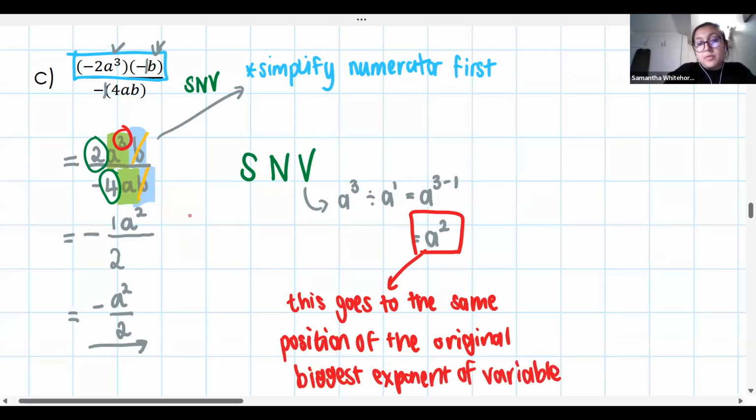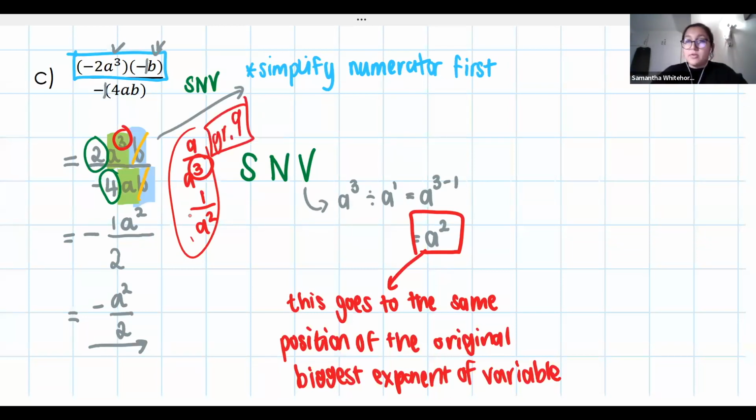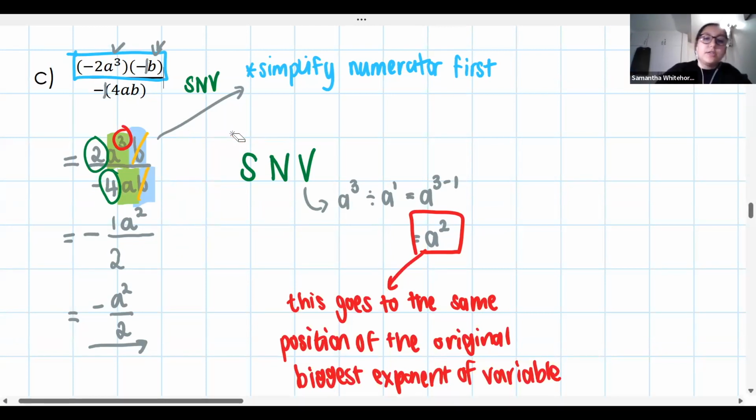If, for example, it was the other way around, so if this was A over A cubed, my biggest exponent is then in the denominator, so that A squared would then go in the denominator. But like I say, this is very much a grade 9 concept, and so you deal with this in grade 9, not really in grade 8. Just want to take that off to avoid any confusion.